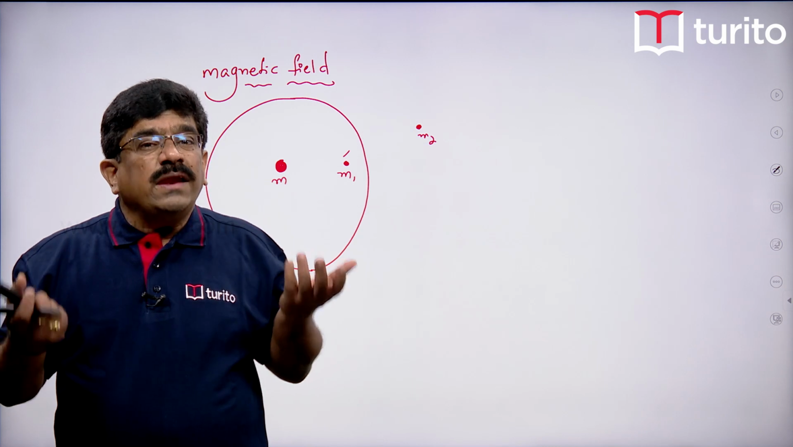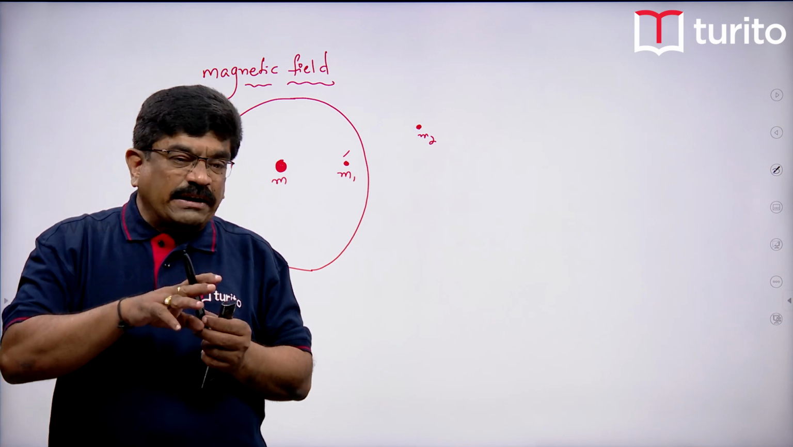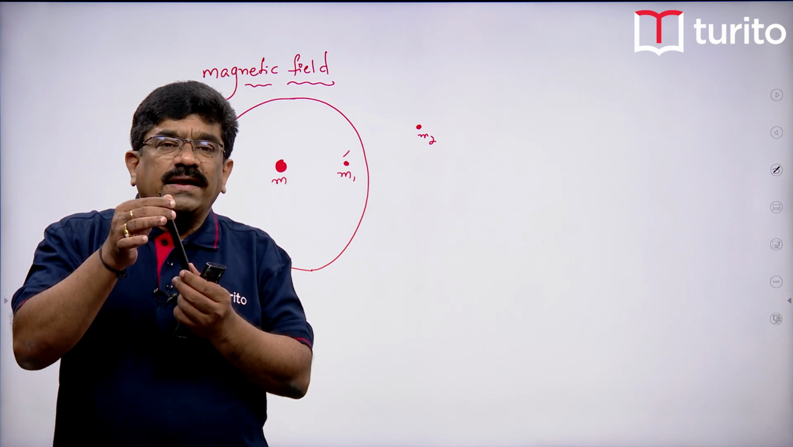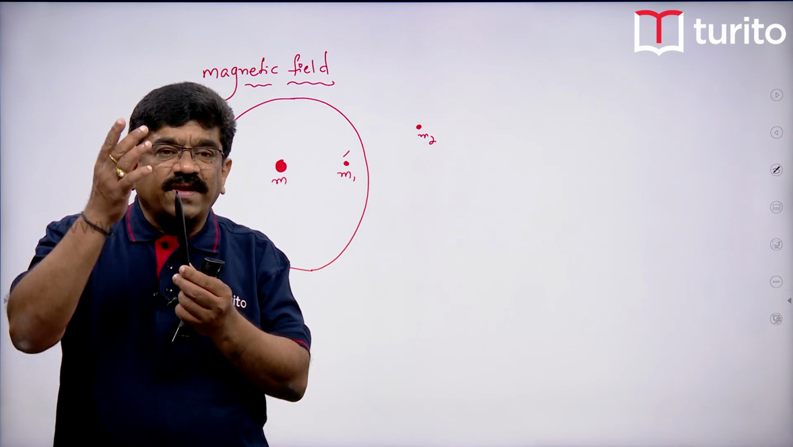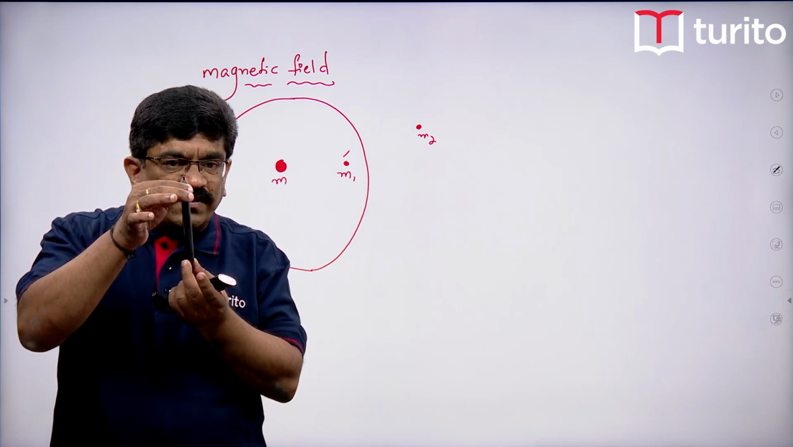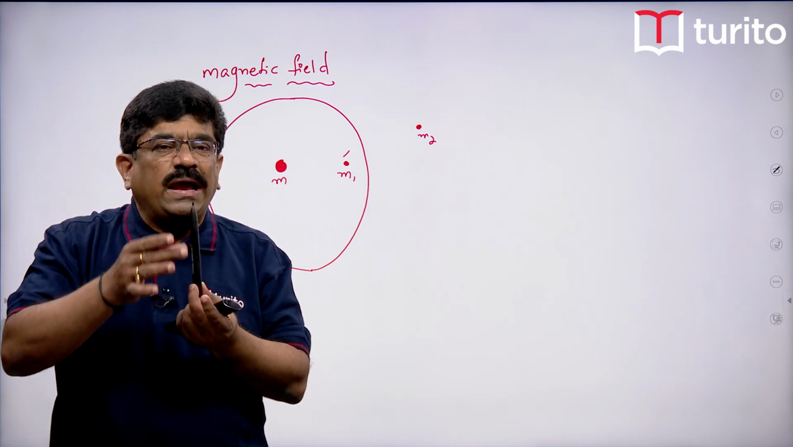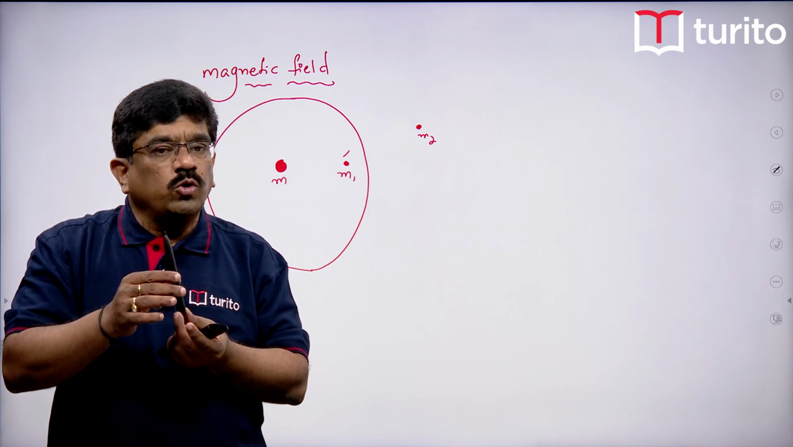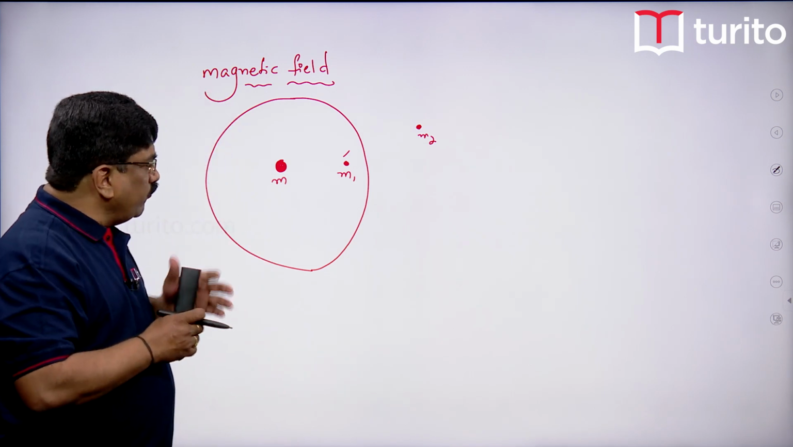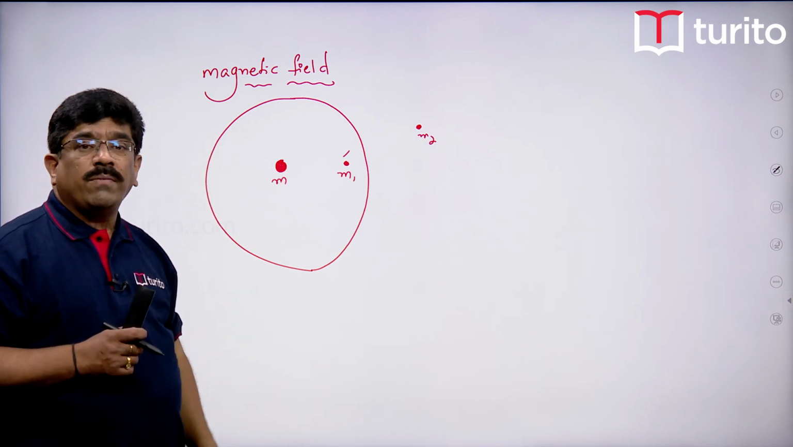Under what condition can we imagine a monopole? When a magnet is very long. We can consider the two poles as monopoles when the magnet is kept vertically. So, the bottom one is the south pole, the upper one is the north pole. In the case of a very long bar magnet, we can suppose the two poles are separate poles, monopoles. If you imagine a monopole here, the magnetic field due to this is non-uniform.